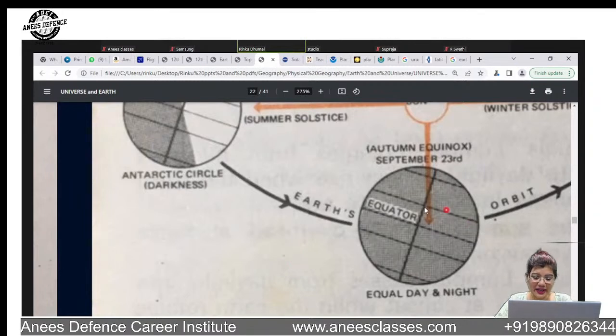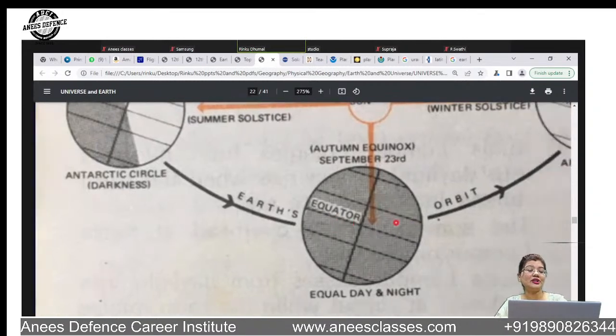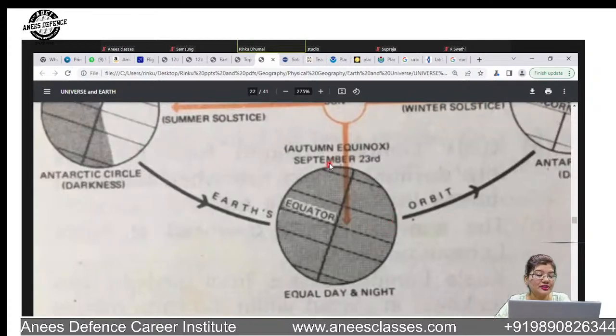Finally, the sun is again on the equator on September 23rd, which we call the autumnal equinox. Once again, since the sun is exactly overhead the equator, all places in the world will get 12 hours of daylight and 12 hours of nighttime. Equinox.